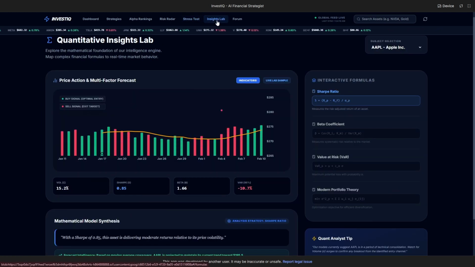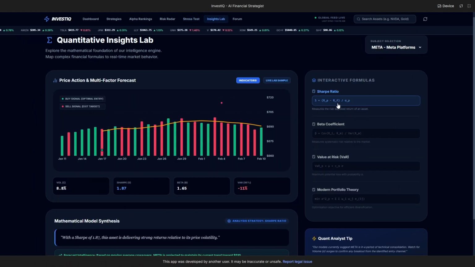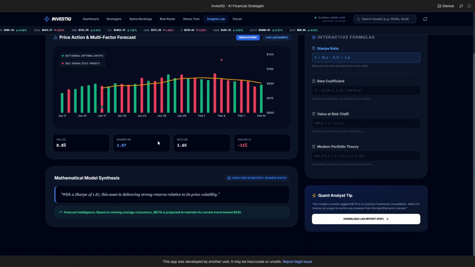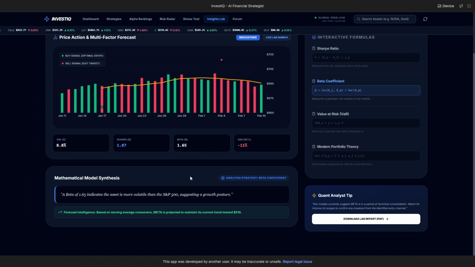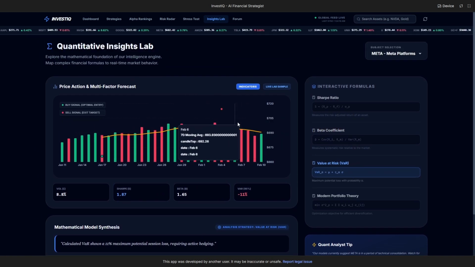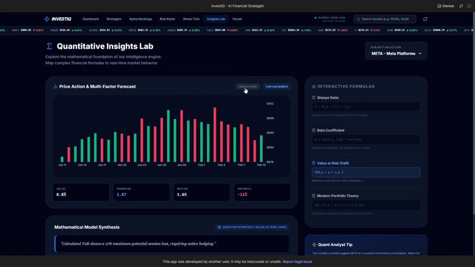Then we have this insights lab where users can experiment with a specific stock. They can look into all of the metrics that are being calculated. Then for instance, if they change it here, they can see the explanation of it using Gemini, and they can utilize the indicators that we have, remove them if they want to, and include them again if they want to.